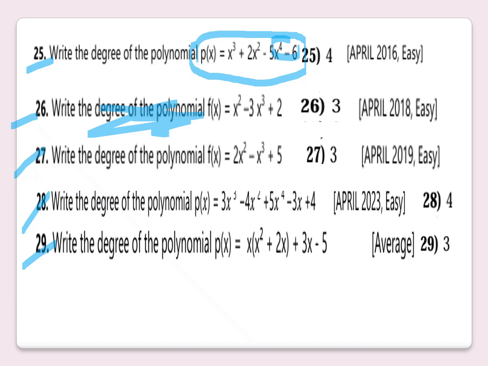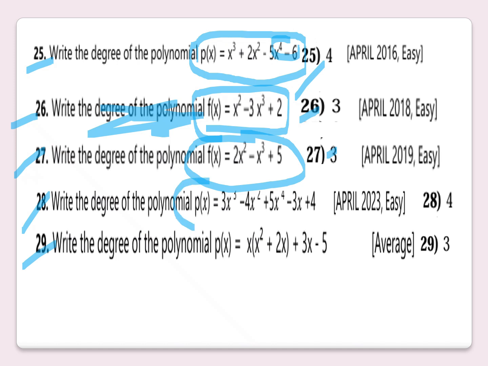So here it is 3 in f of x is equal to x square minus 3x cube plus 2, it is given 3. Again f of x is equal to 2x square minus x cube plus 5, it is again 3 because of the highest power. P of x is equal to 3x cube minus 4x square plus 5x raised to 4 minus 3x plus 4, again it is 4 only, the highest power of the variable.